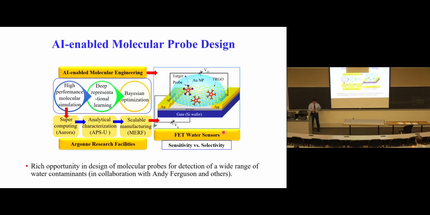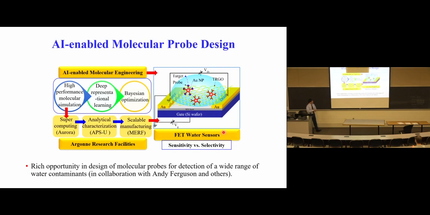We have a project in collaboration with one of our colleagues, Annie Ferguson, who is a machine learning expert, trying to use machine learning to help us screen a wide space of molecules that can potentially selectively bind with a particular analyte. In particular, with PFAS, there are thousands of compounds, so trying to differentiate them will be very challenging. We have been making good progress in that direction, using machine learning to help us design those molecular probes. And we are leveraging some of Argonne's unique capabilities. These are user facilities as well.